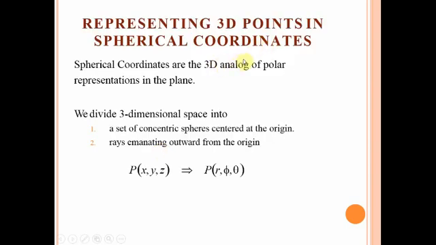Now, if we present 3D points in the spherical coordinate system. In cylindrical, the space is in the form of a cylinder, but in the spherical coordinate system, the space is around a sphere. So a point can be considered as the origin, at the center of the sphere. We divide three-dimensional space into concentric spheres centered at the origin, with rays emanating outward from the origin in all directions.